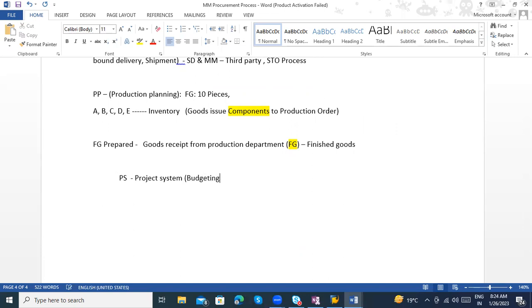Project system is mostly a budgeting concept. Suppose I'm starting a project, like a five-floor building. I'm planning to construct that building, so I consider it one project. To construct it there will be a budget. Suppose I expect the construction of the five-floor building to be completed within 5 crores. So my target is five crores here.